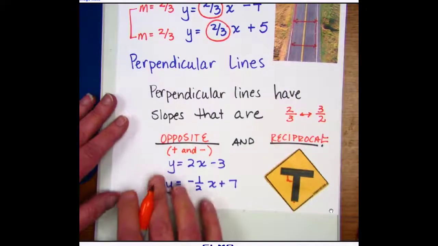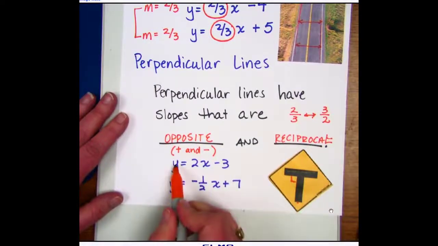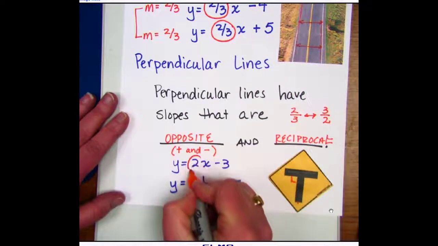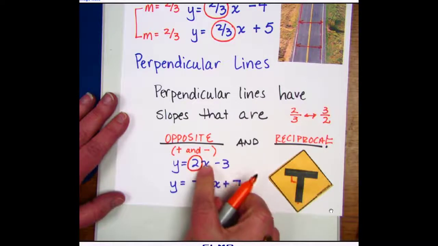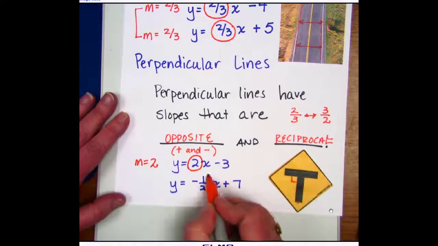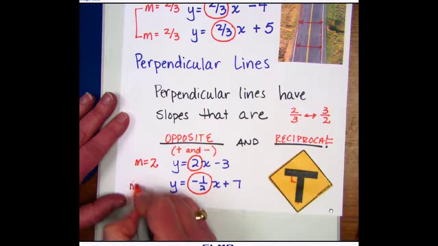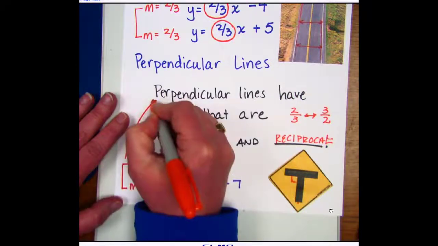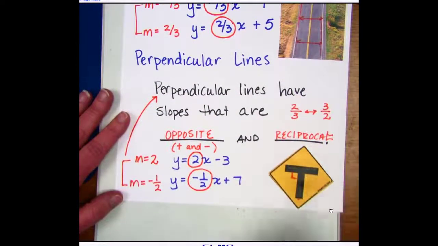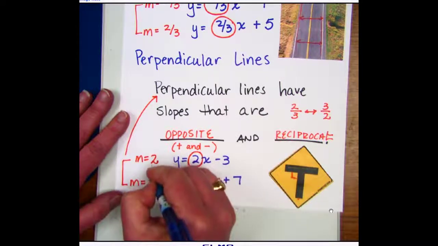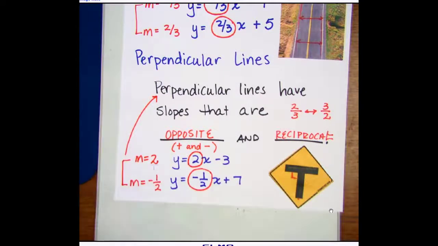And here I have another example of perpendicular lines. Again, y is isolated all by itself. So if I want to know the slope of this line, it's the number in front of x, which is 2. The slope of this line is the number in front of x, which is -1/2. And now I would conclude that these are, in fact, perpendicular, because notice, they're opposite. One is positive, one is negative, and they are reciprocal. The reciprocal of 2/1 is 1/2.